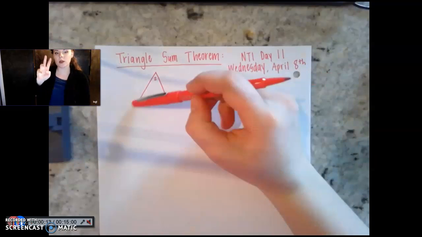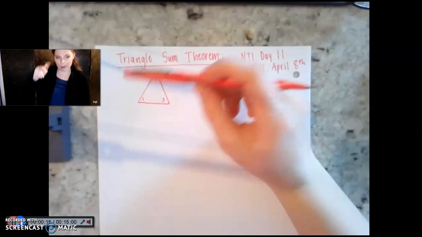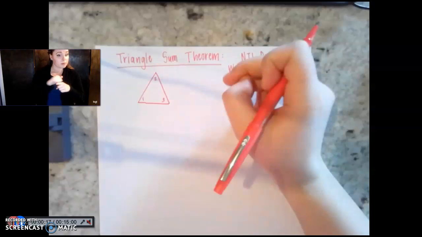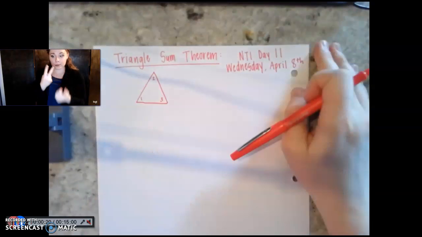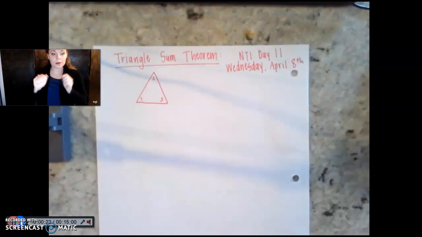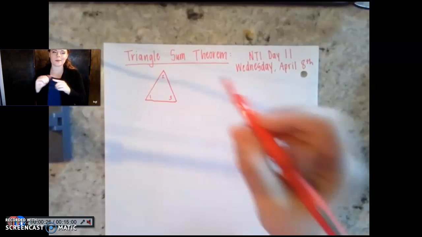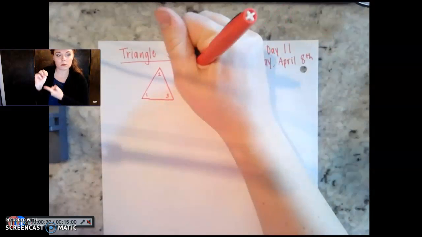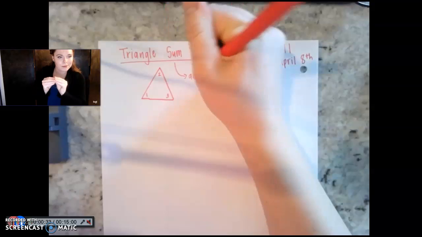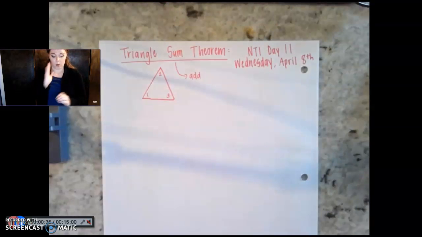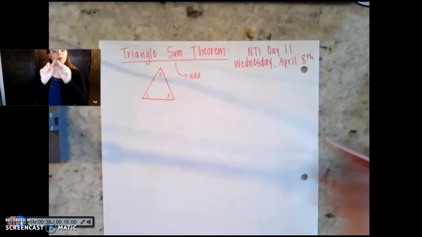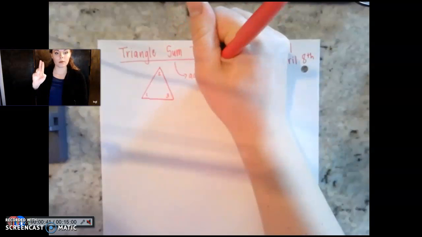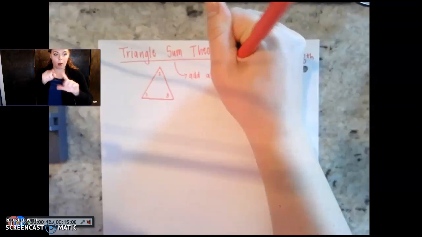First off, we've been working with triangles and identifying them. We've been working with congruent triangles, and now we're going to start doing some math with those triangles. The triangle sum theorem, remember, sum is a word that means to add. When I add something up, it gives me the sum. The triangle sum is when you add all angles.